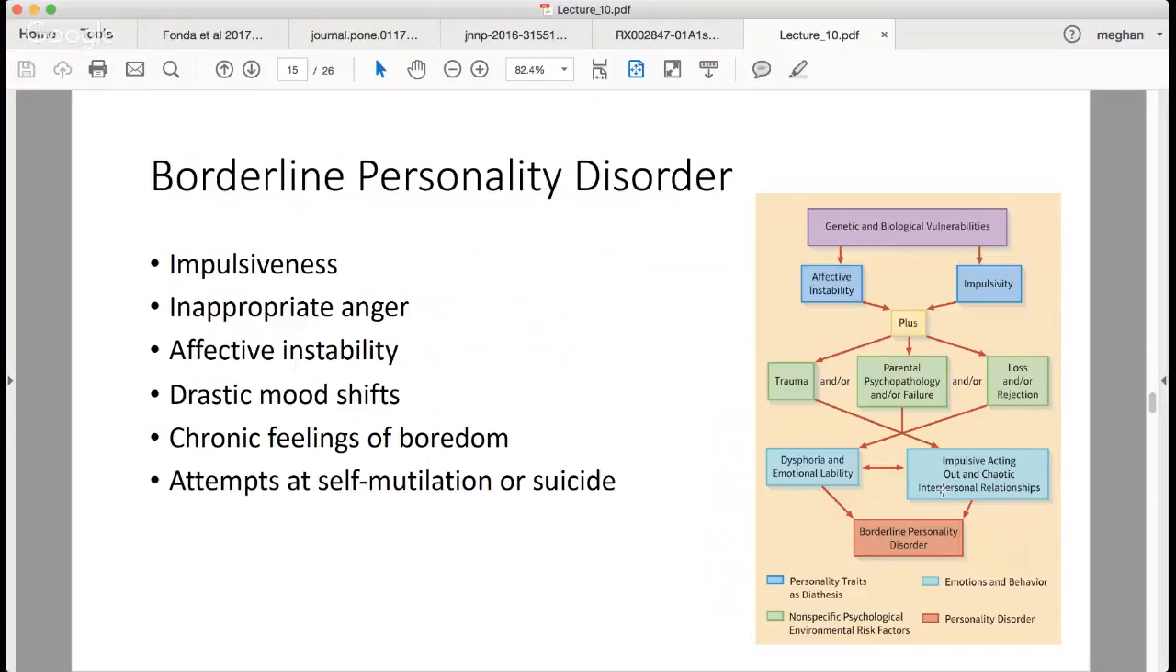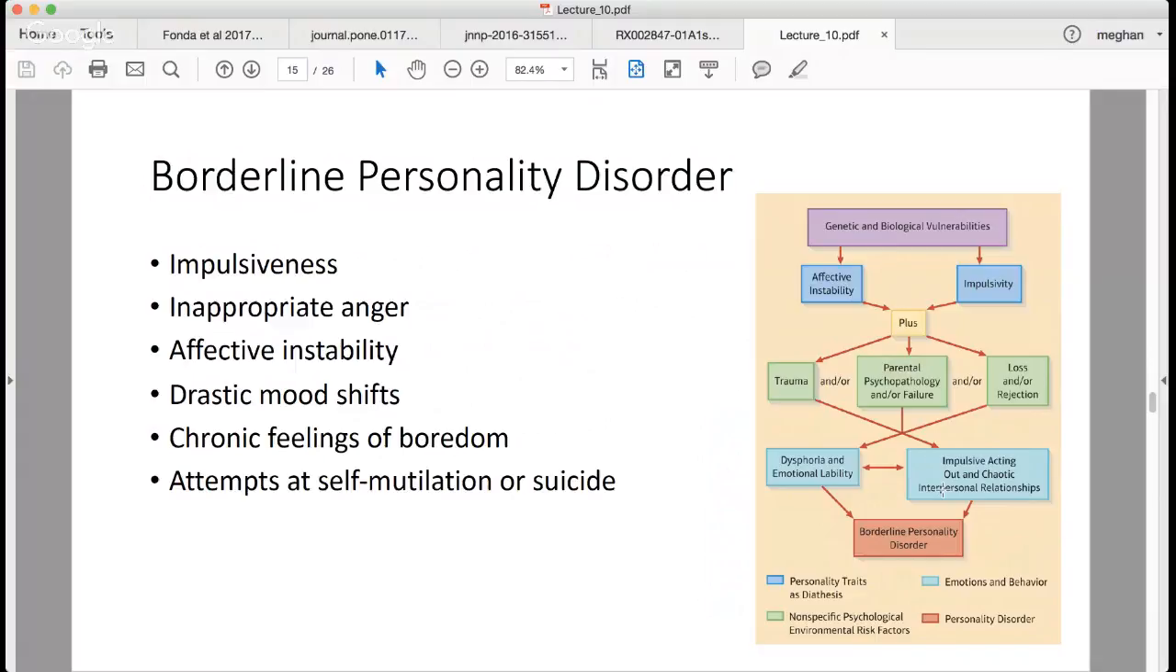Neuroimaging studies suggest that borderline is associated with increased amygdala activation in emotion-inducing situations, as well as reduced prefrontal regulation, which is likely why you see more amygdala reactivity, because the prefrontal areas aren't stopping it from being reactive.